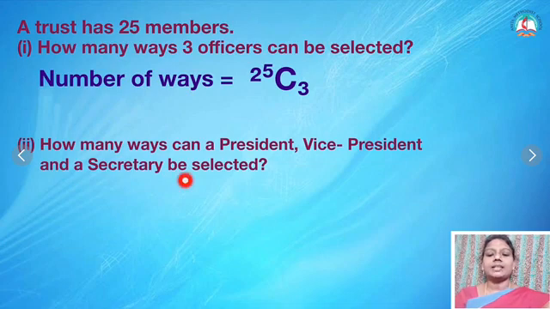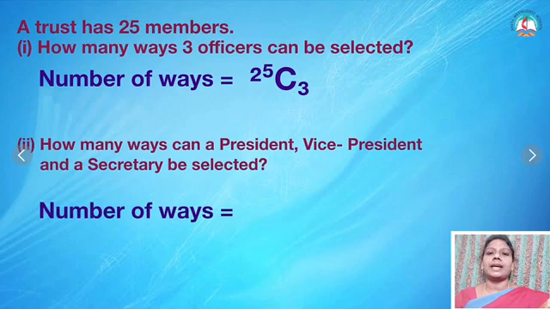So, the 3 things are segregated here. Therefore, here, what is that? Permutation, we should not apply combination, that is 25P3. For the 3 places, here it is specified, but here it is not specified. Then we have to apply combination.